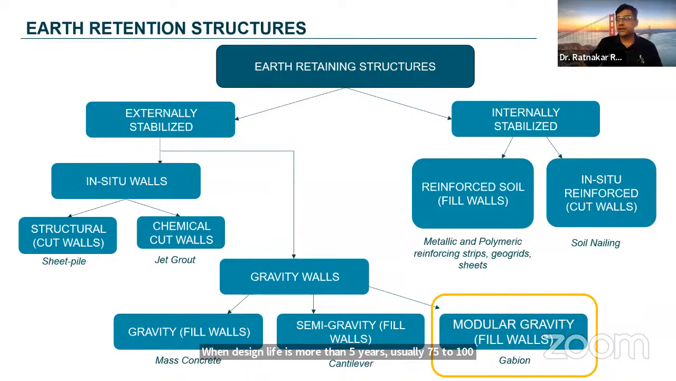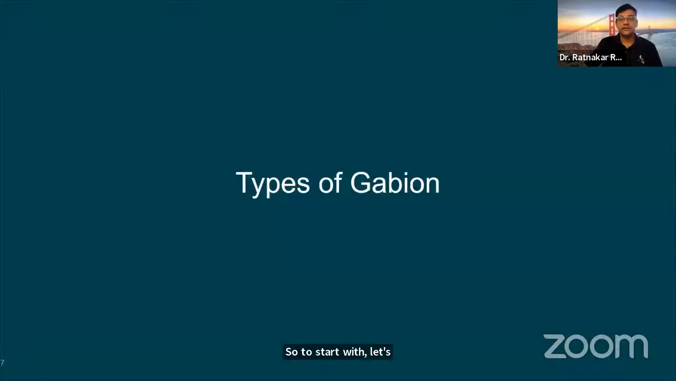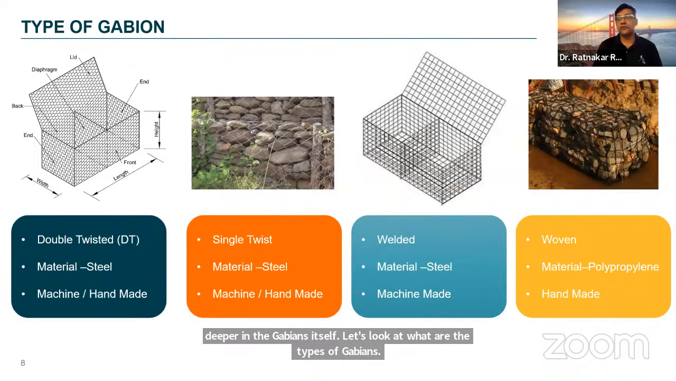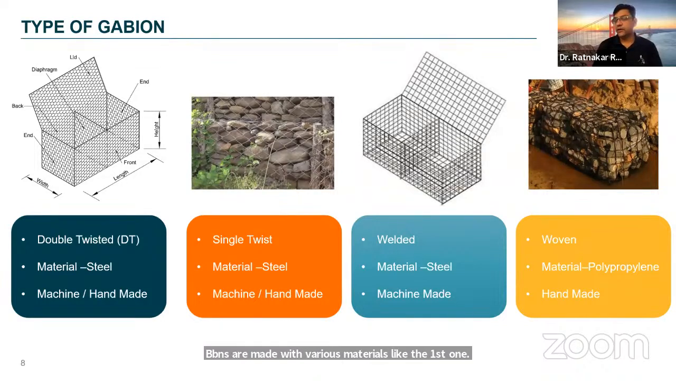To start with, let's look at the modular gravity walls, that is, the Gabion. Professor has already covered most of the things, but I will take you a little deeper into the Gabions themselves. Let's look at the types of Gabions. Gabions are made with various materials. The first one you see is the double twisted hexagonal wire mesh, where the material is steel, and this hexagonal mesh can be made by machine or by hand. The second one is a single twist mesh, which is again used to make the Gabion. The base material is steel, and again it is made by machine or by hand.